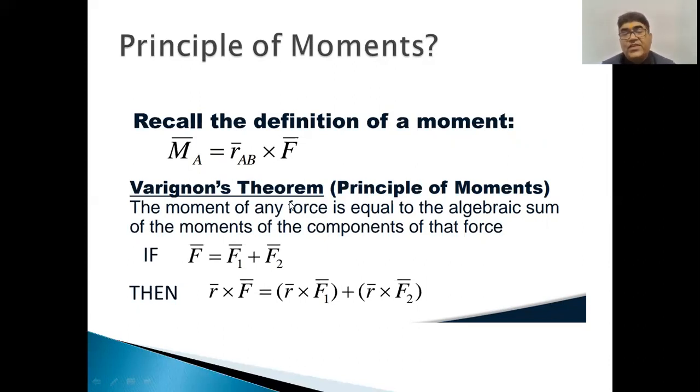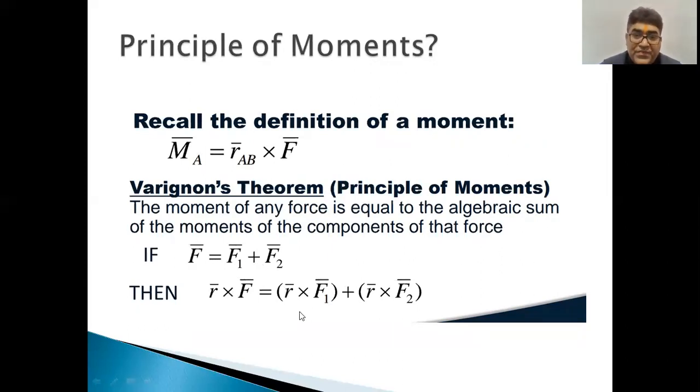And what is Varignon's theorem? As I already discussed in my first lecture, part B, the moment of any force is equal to the algebraic sum of the moments of the components of that force. That is, if any force, the resultant force, can be represented by F1 vector plus F2 vector, then taking any point P on the plane in which all the forces are acting, the vector addition is applied, and then Varignon's theorem is applied.